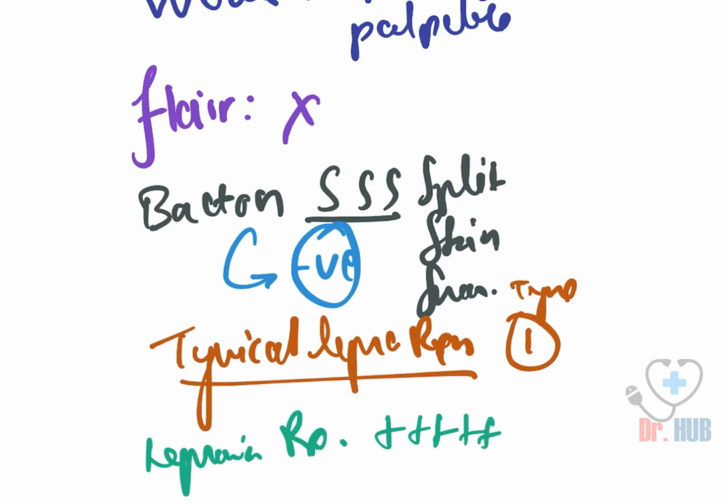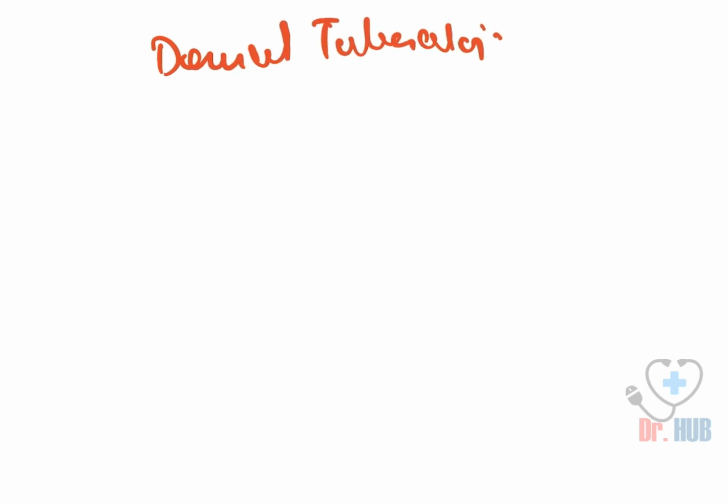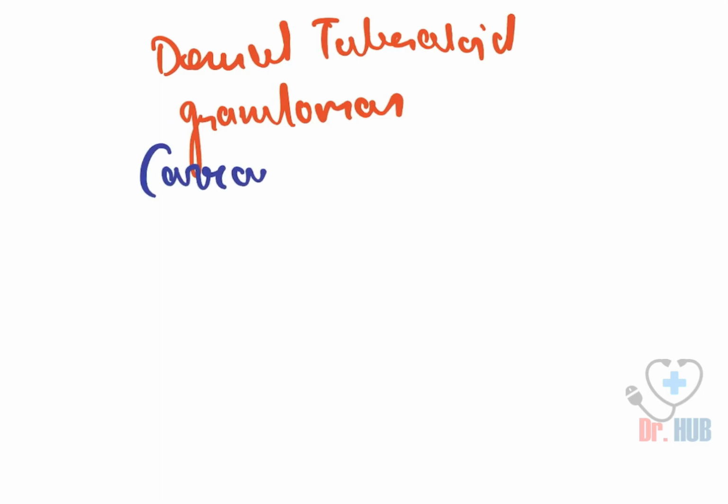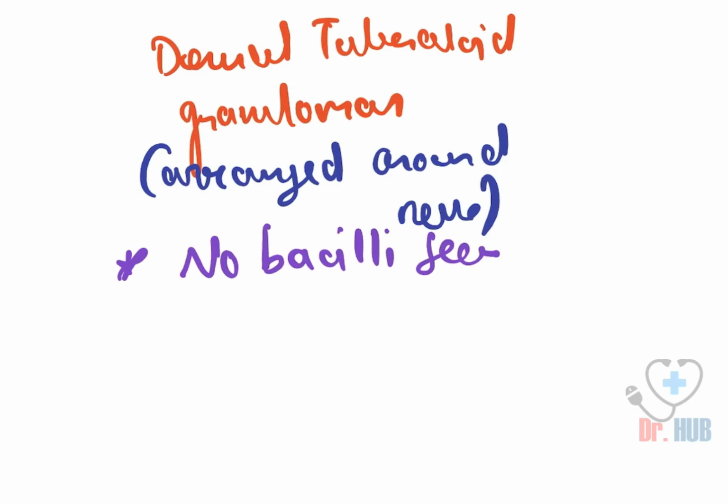So we saw everything, and now we are going to look at the histopathology. Under the histopath, we need to know that there are dermal tuberculoid granulomas, and they are arranged around the nerve. Next, there are no bacilli seen.